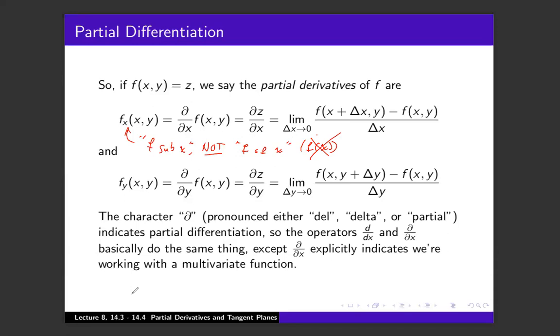This weird curly d thing is called either del or delta or partial. What that means is you're differentiating f partially with respect to x. Basically, the operators d/dx and del/del x do the exact same thing. They mean the exact same operation. The only difference is that del x explicitly indicates that we're working with a multivariate function. So you wouldn't use d/dx with a multivariable function. You would only use del x with a multivariable function.